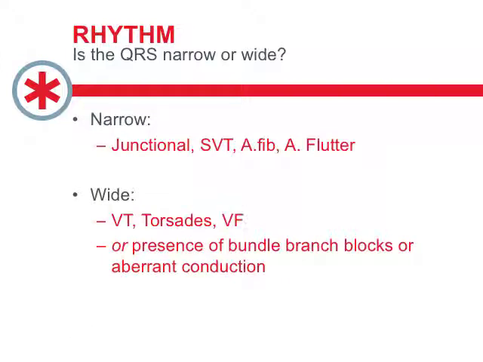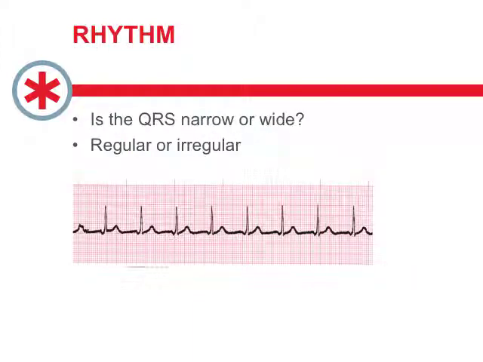So really, if we break them into narrow and wide complexes, we can think about some different types of rhythms. The narrows, other than the usual sinus beats and the like, we would get junctional rhythms, supraventricular tachycardia, atrial fibrillation, and atrial flutter. Those are the things that we'd hope you'd pick up. And in wide complex beats, we're going to look for ventricular tachycardia, torsade de pointes, and ventricular fibrillation, or the presence of those other things we talked about. So let's have a peek at this and tell me what you think.